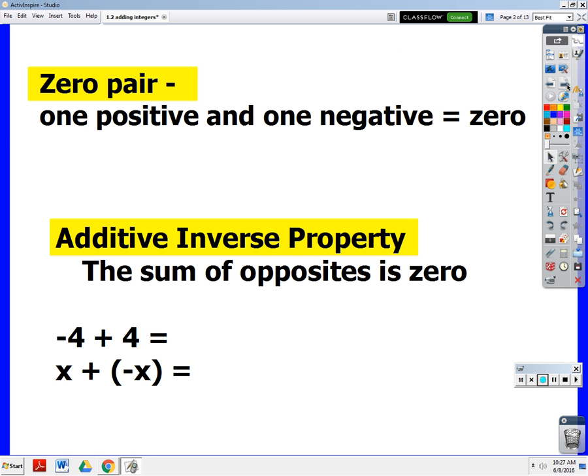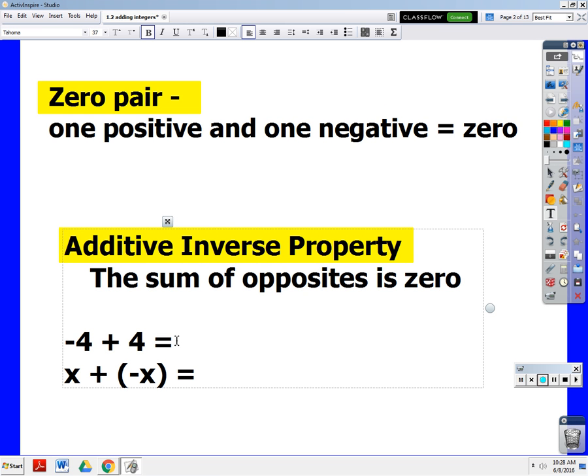Next, zero pair. A zero pair happens when you have one positive and one negative number, and that makes 0. What goes along with that is the additive inverse property. It just says that the sum of opposites is 0. So again, if you have -4 plus +4, your answer would be 0.